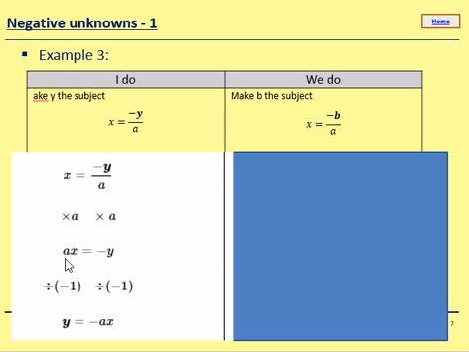That leaves us with a times x, or ax, equals negative y. And then again, to get rid of this negative, we're just going to divide both sides by minus 1. That gives us positive y equals negative ax.